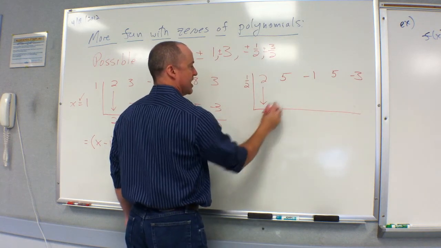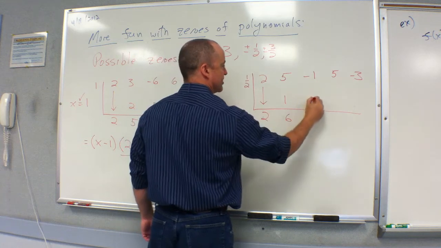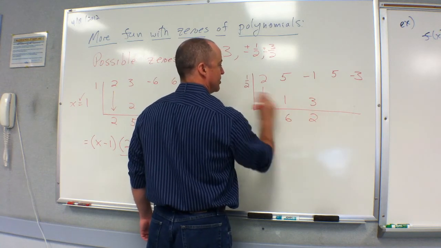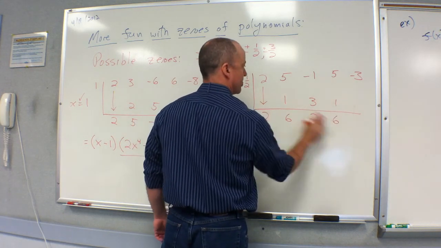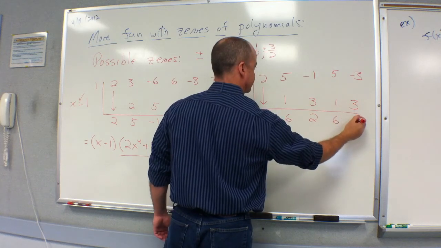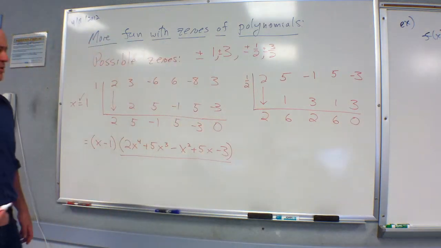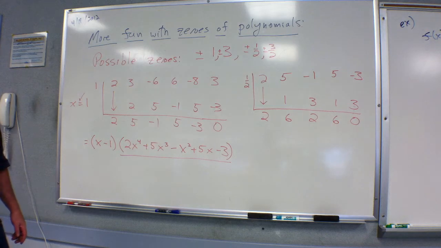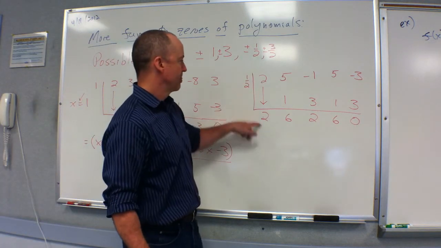Bring down the 2. 1/2, 1, 6. Half of 6, 3. 2, 1. Who said 1/2? Me. Nice. Double check me, though. Is that right? Let me just do it. 1, 6.